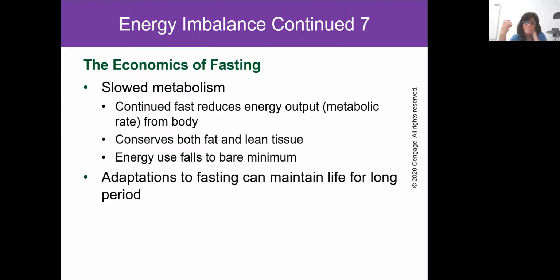The changes that your body makes, the way they have it worded here, adaptations to fasting can maintain life for a long period of time. So in other words, your body is compensatory. It will try to save you. It's amazing. However, eventually it's going to catch up to you, right? It's going to catch up.